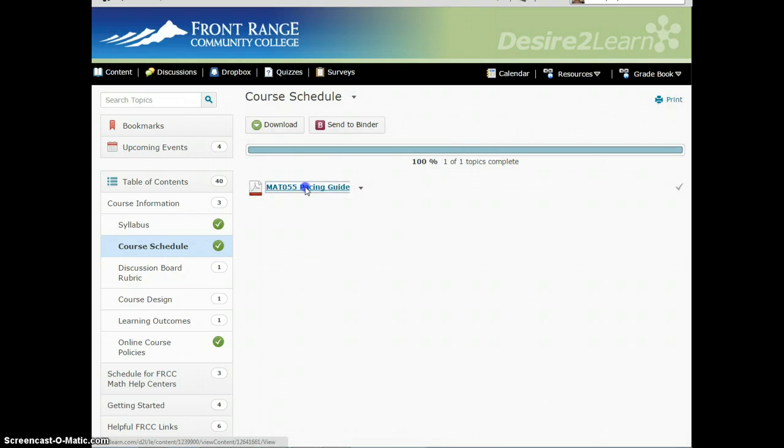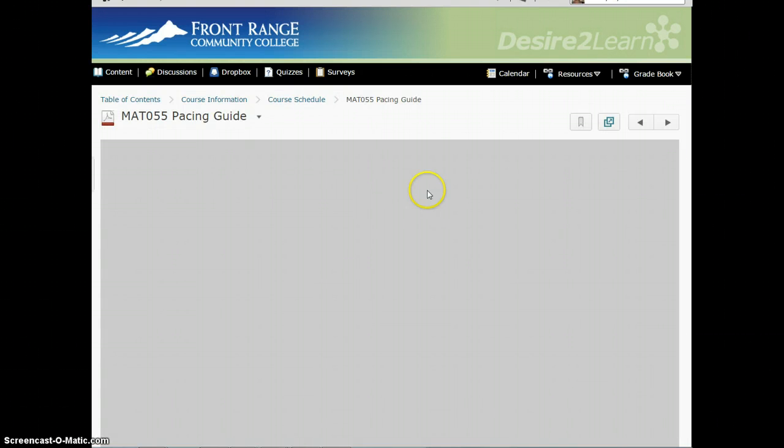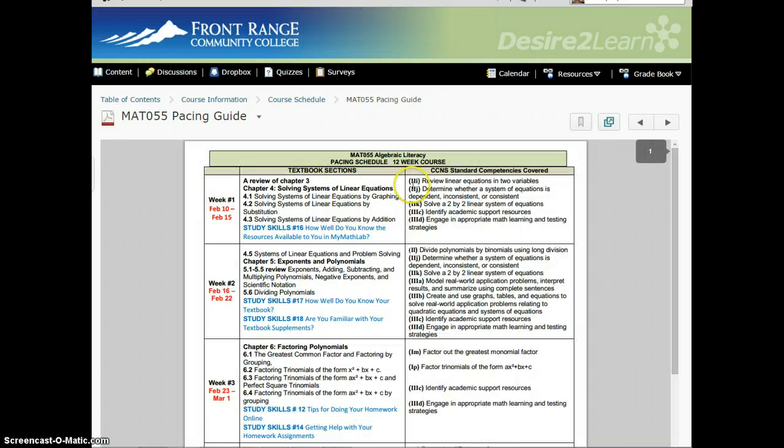So the pacing guide has everything that we've covered up to this point. And I'm going to go through and just list through some of the things. We covered solving a system of linear equations. We've covered equations that have two different variables and with two different equations. And we have various methods of solving them. We can solve them by graphing the equations.